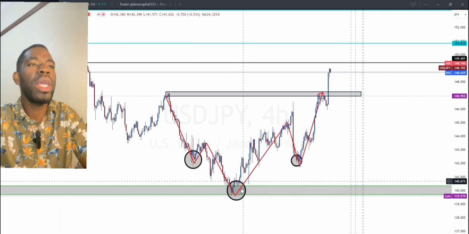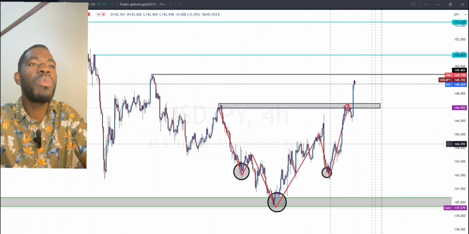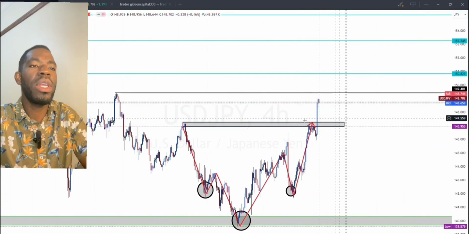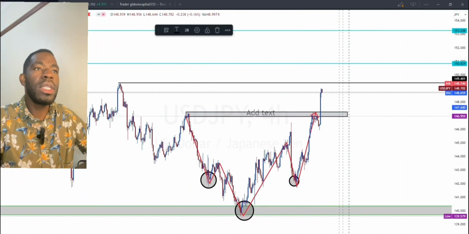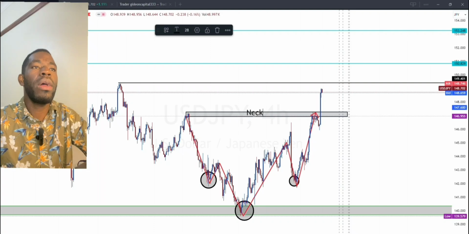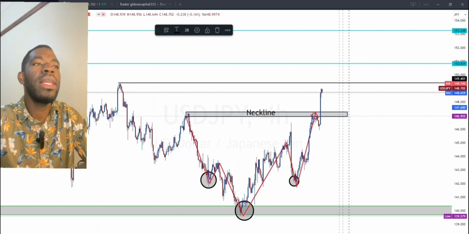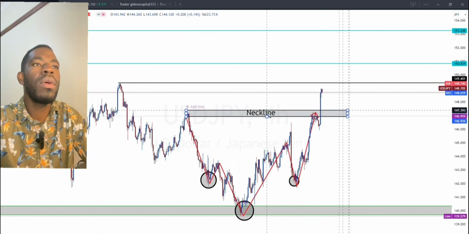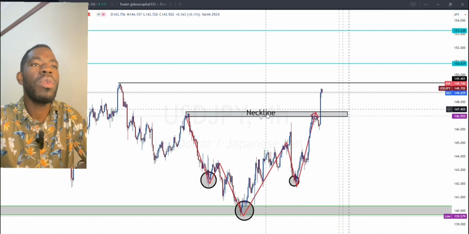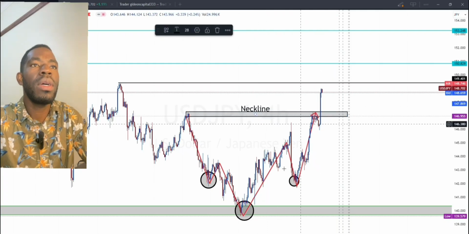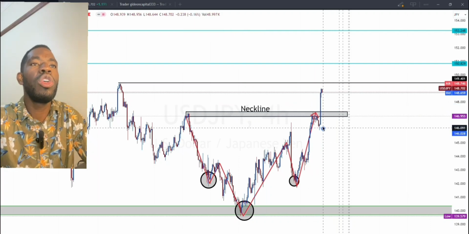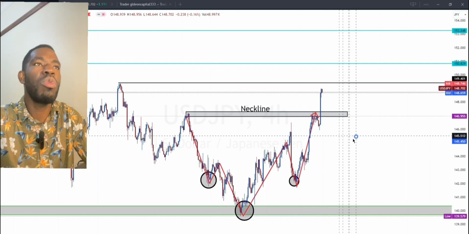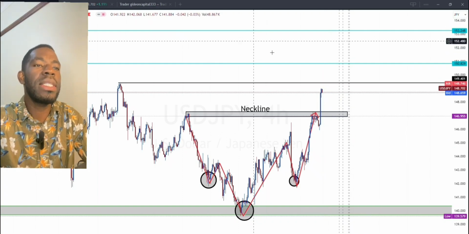And right now what we are looking at is price breaking the neck. It has already broken the neck, sorry. This is the neckline over here. It has already been broken around here by this aggressive move to the upside. So what we are anticipating come tomorrow, come next week, is this move.